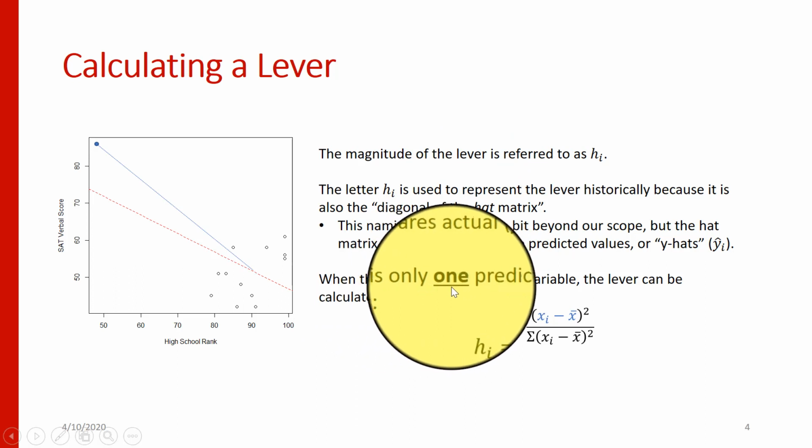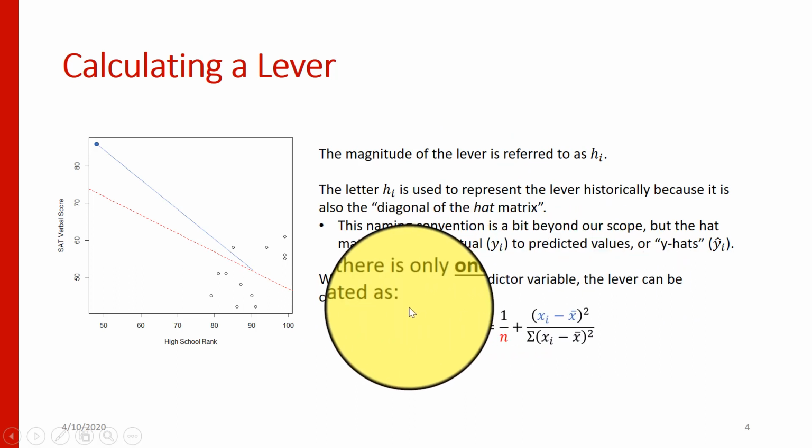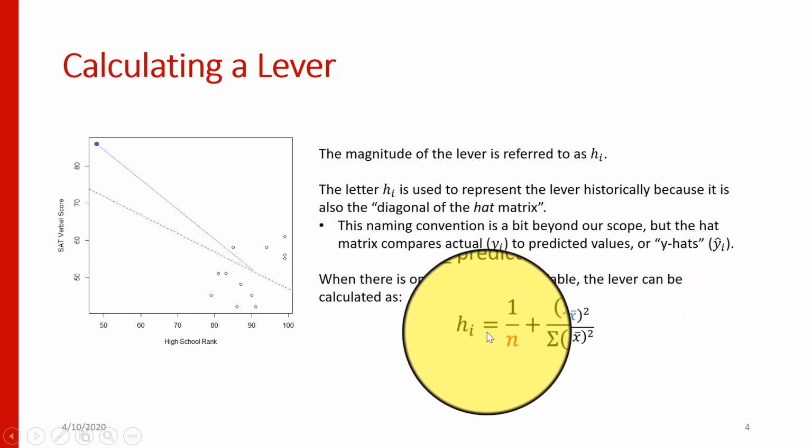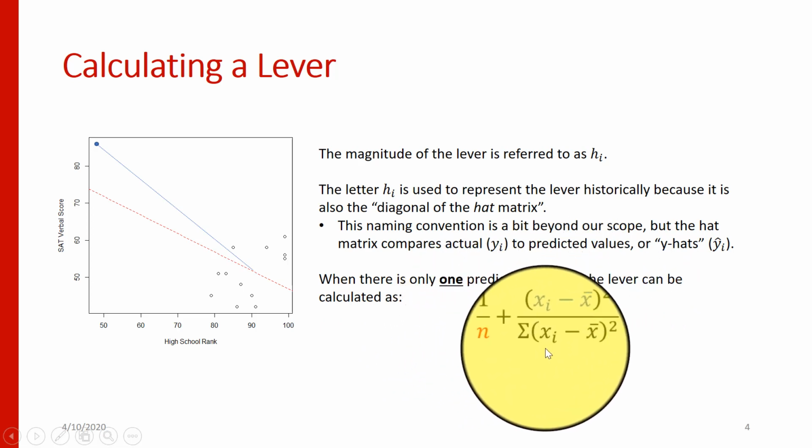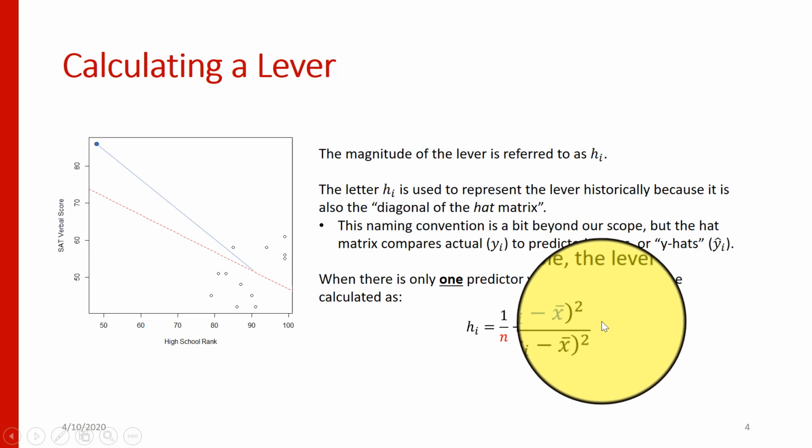And when there's only one predictor variable, we can solve for this relatively easily. The lever can be calculated as h sub i is equal to 1 over n plus that same weight term from our slope model. So we're looking at the individual deviation in x minus the average x, divided by the sum of all of the squared deviations in x, the sum of all of the deviations in x minus the average x.